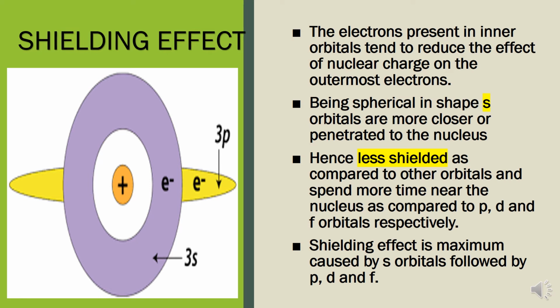Means वो खुद कम shielded है but बाहर वाले electrons पर वो ज्यादा shielding करते हैं. Means s electrons prevent most of the nuclear charge to be experienced by the other electrons which are present in outer shells.